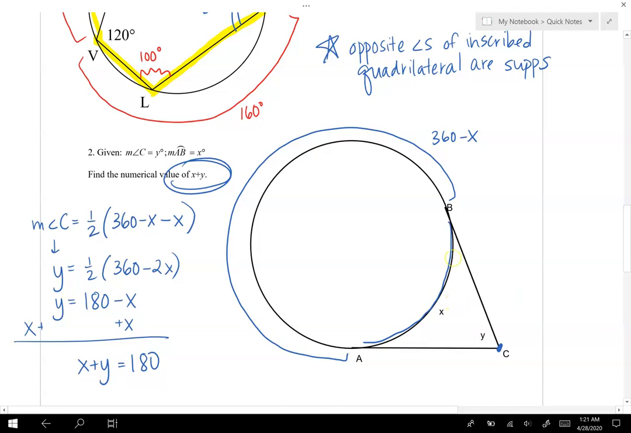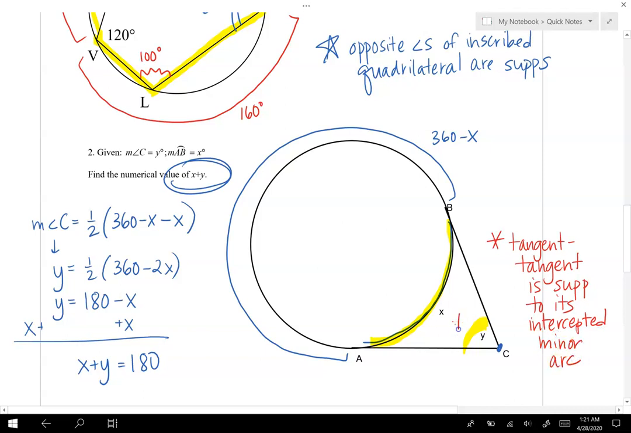So these two are always supplementary, so that's cool. The tangent angle, because it's two tangents that make up the angle, is supplementary to its intercepted minor arc. That's pretty neat. So these two together have to equal 180. All right? You can think of that as our ice cream cone angle as well.